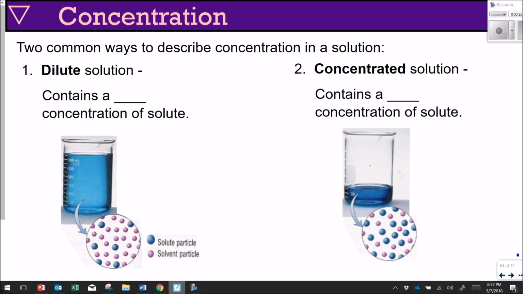There are two common ways to describe concentration in a solution. We can have a dilute solution, which contains a low concentration of solute, and we can have a concentrated solution that contains a high concentration of solutes. We can see that in our dilute solution there are lots of solvent particles and few solute particles. In our concentrated solution, we have a lot more solute particles in the solvent.